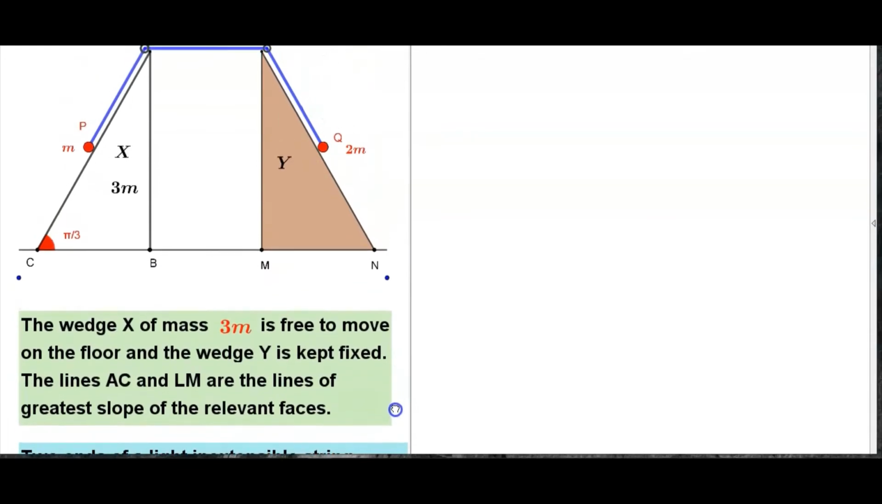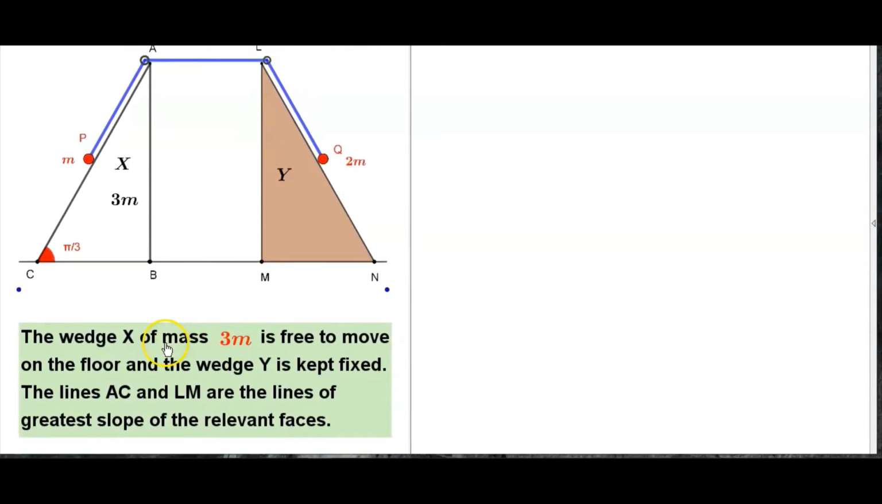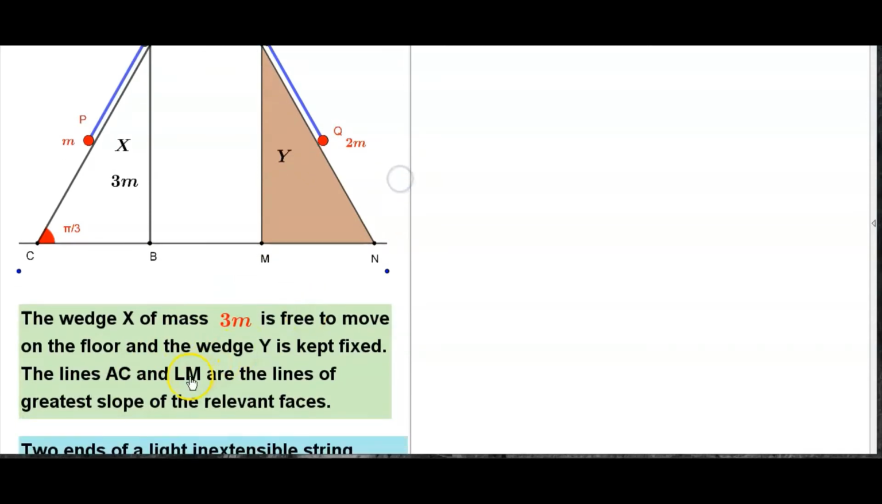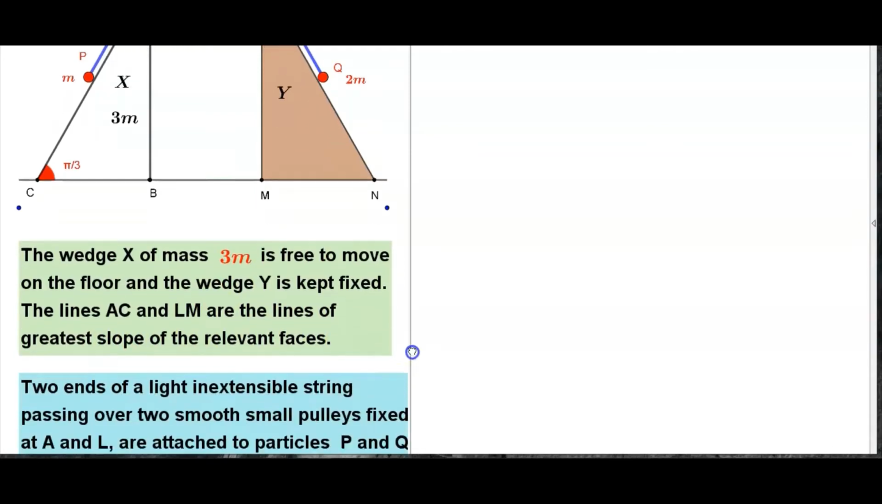The wedge X of mass 3m is free to move on the floor and the wedge Y is kept fixed. The lines AC and LM are the lines of greatest slope of the relevant faces.